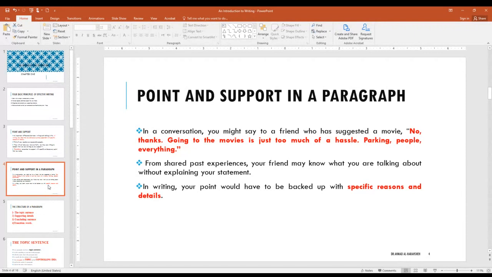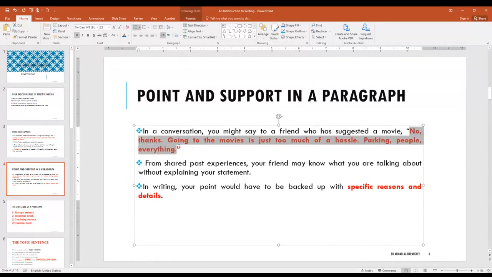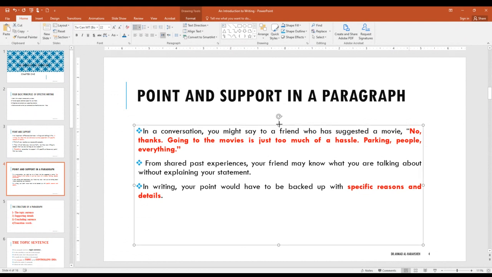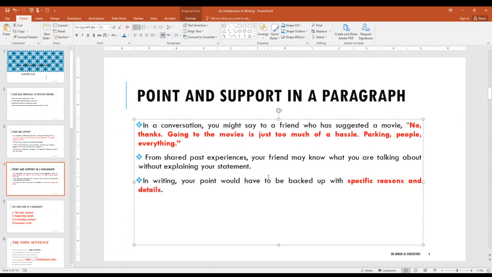Going to the movies is just too much of a hassle. Parking, people, everything. Look here. This is spoken discourse. Parking, people, everything. When we speak, we can understand each other. Why? Because of the shared past experiences.